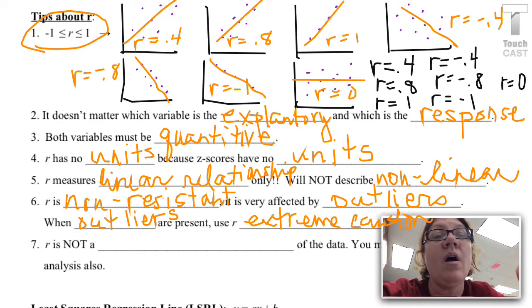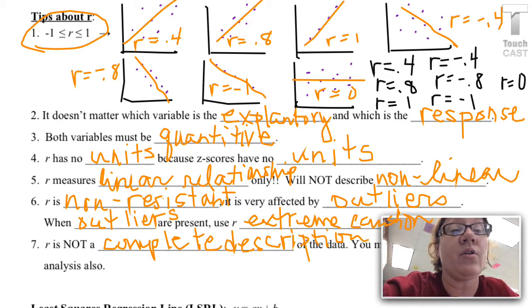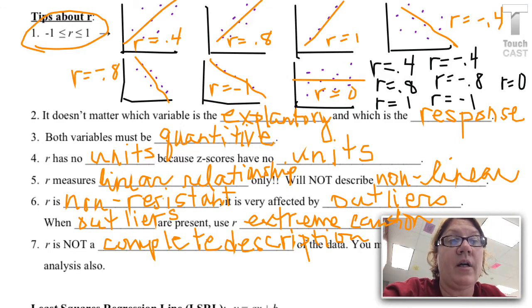And also, R is not a complete description. So I can't just say, oh, it's a super strong relationship. I must show the graph. I must show, what did I write? Complete description. I literally cannot talk and write at the same time. So you have to show your graph and your line of best fit, which I'm going to show you how to calculate, and then your R value, and some other things that we're going to talk about still.